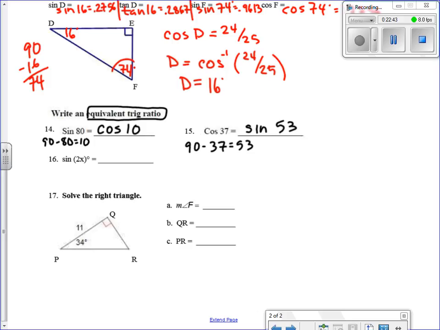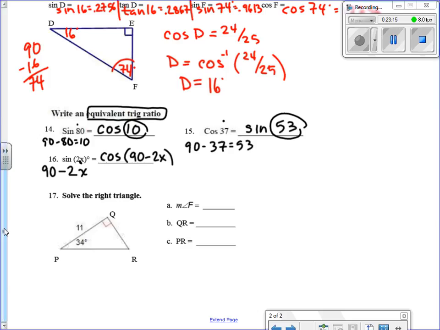So again, what was the rule? How did we come up with this number here and this number here? We subtracted the original angle that we got given from 90. So let's just follow the pattern. 90 take away 2x is just 90 take away 2x. So this is going to be the cosine of 90 take away 2x. So whatever is here for the angle, if you subtract it from 90, that will give you the complement. I'm so happy because we're almost done.